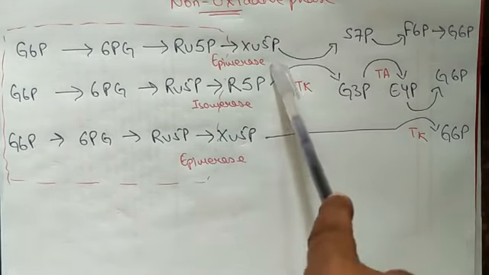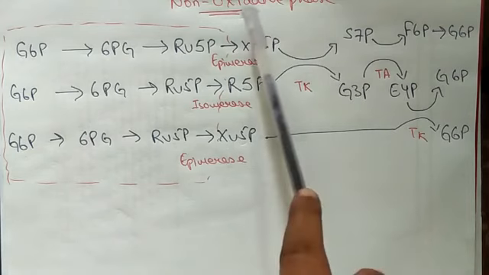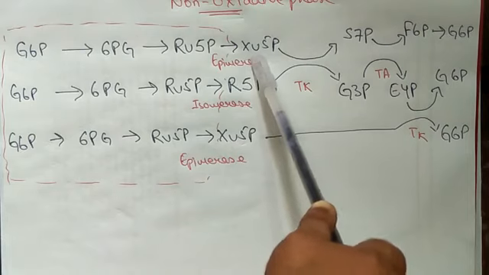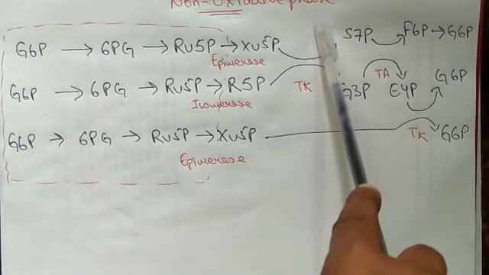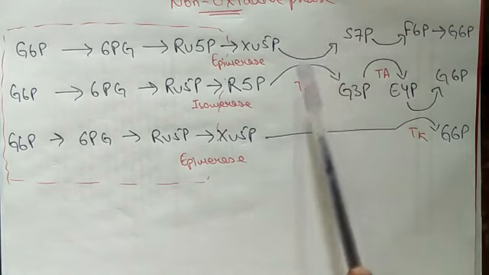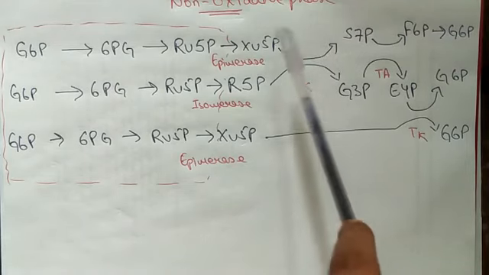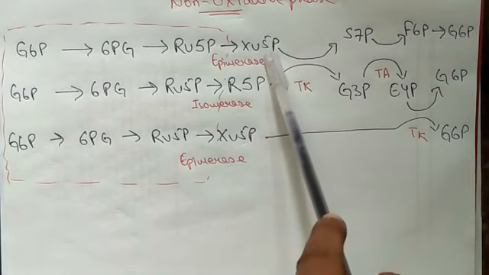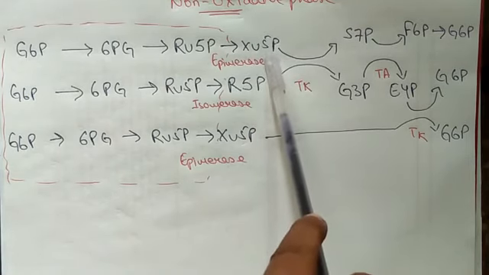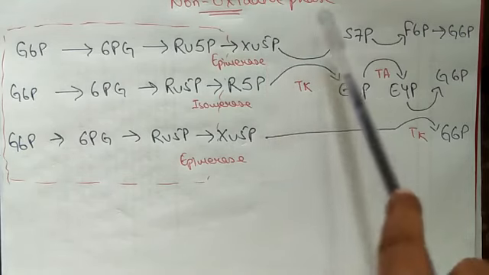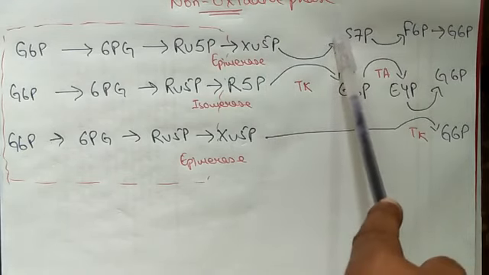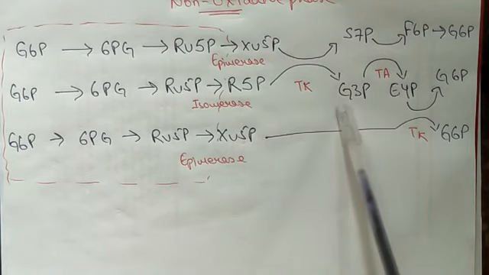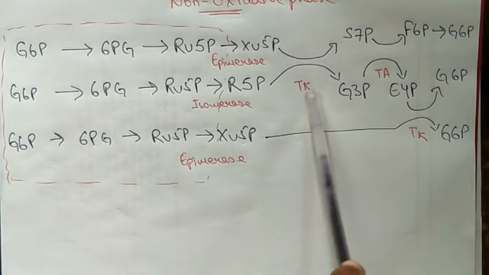Now, from here, again 3 times. So here xylulose 5-phosphate gets converted into sedoheptulose 7-phosphate in the presence of transketolase. What is transketolase used for? It is the transfer of an aldehyde group to a ketone group. So when the aldehyde group from xylulose 5-phosphate gets converted into a ketone group, it forms sedoheptulose 7-phosphate. And here ribose 5-phosphate gets converted into glyceraldehyde 3-phosphate. Again transketolase is used.